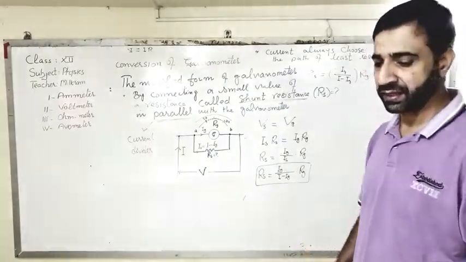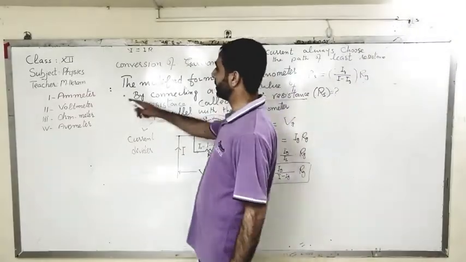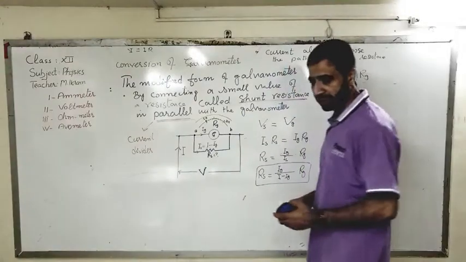So this is the conversion of the galvanometer into the ammeter. Now the next one is the conversion of the galvanometer into the voltmeter. So let us do that too.